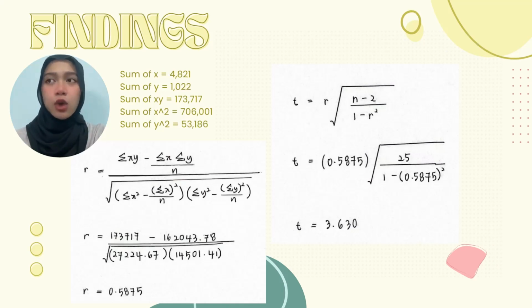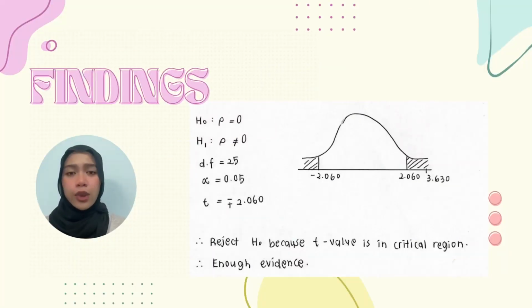Afterwards, to get the value of T, we'll use the formula of R times the square root of n minus 2 over 1 minus R squared. And then we'll get the value of T, which is 3.630. So after we are done with the calculation, we'll verify whether our hypothesis is rejected or not.